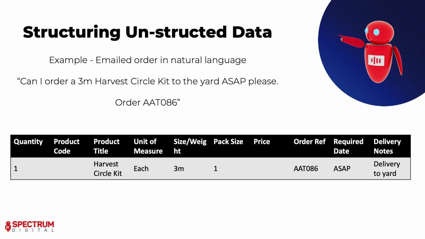So you can kind of see a person can translate this natural language order into structured data. They can say, what's the product title, how many do they want, what's the size, what's the order number, where do they want it delivering to, and what's the delivery time frame. But it is very unstructured and it's very difficult for any level of automation to take place, or at least it was. So how do we meet that challenge?